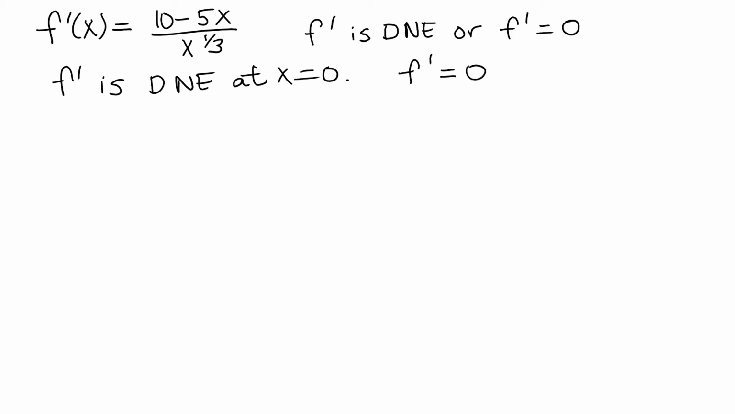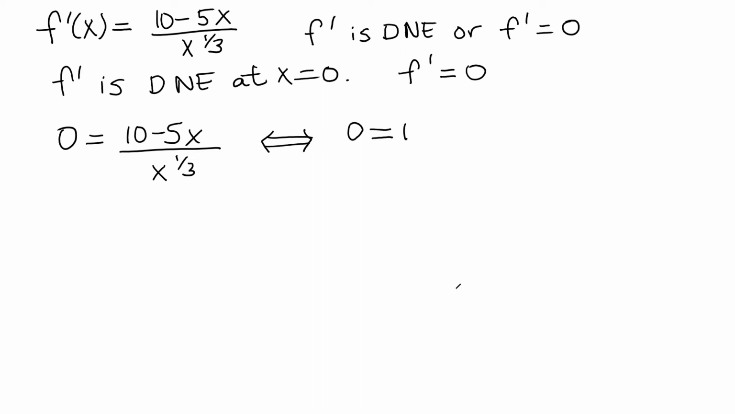So to do that, we'll have 0 is equal to our derivative function, 10 minus 5x, and I'll go ahead and write x to the 1/3. When you're solving for a fraction to equal 0, you only set the numerator equal to 0, because if the denominator equals 0, it's not even defined. So to solve this, we're going to say that 0 is equal to 10 minus 5x.